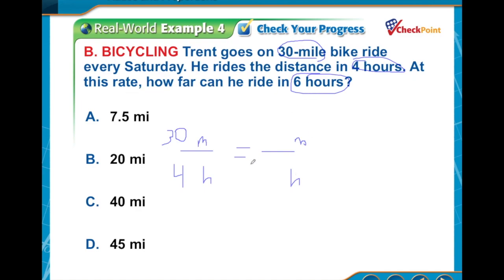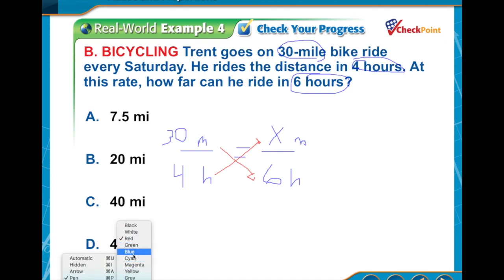So how far can he ride in 6 hours? So if this rate is still true, and he rode for 6 hours, how many miles is that? Well, this one we don't know. That's what we need to find. So this looks like something that we've already practiced. How do we solve this? We cross multiply. So 30 times 6 will give me a number. And I'll also do 4 times x. So 4 times x is 4x.